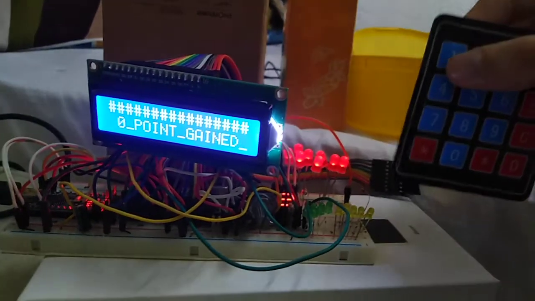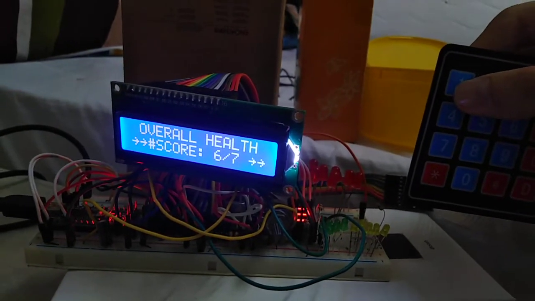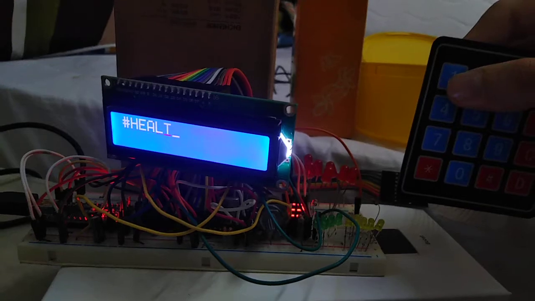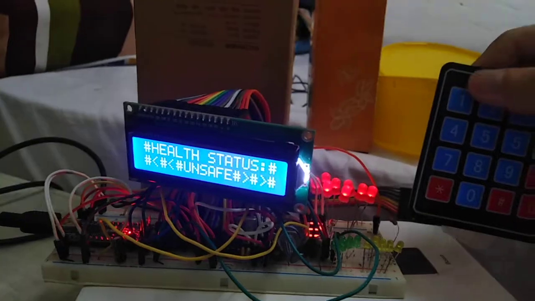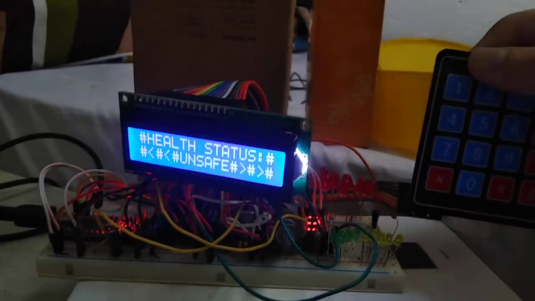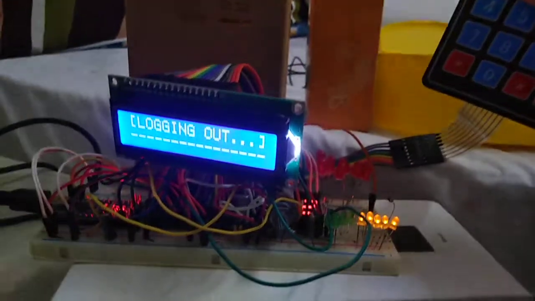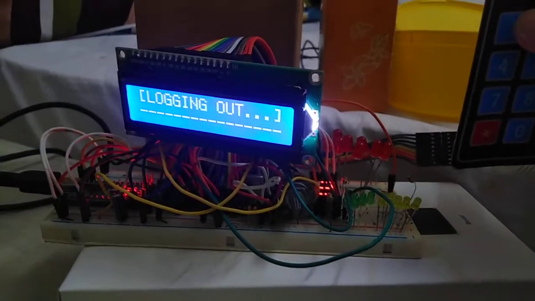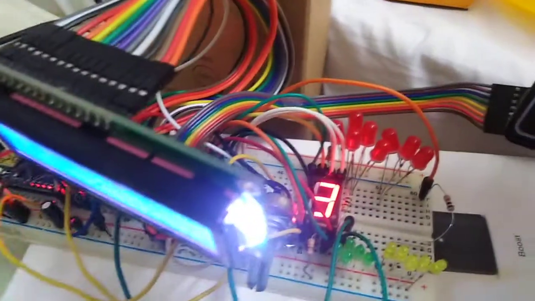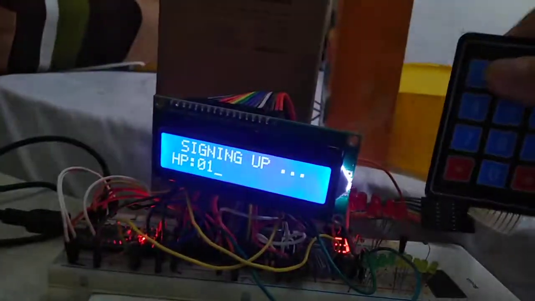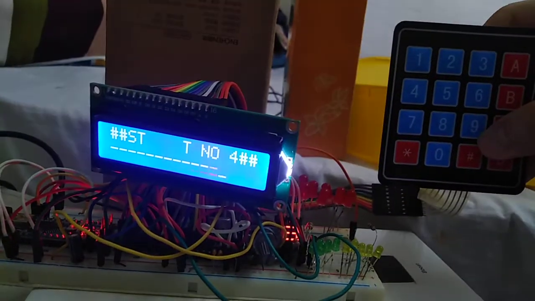So the overall result is 6/7. So no point is gained for this case. So the overall health result is 6, not safe. So the status is still unsafe because you are in the list of COVID. However, this is a successful registration from the third student. A successful registration is indicated by the yellow LED blinking 5 times. So you see 2 becomes 3 already.